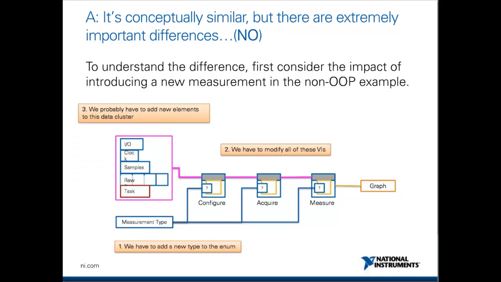So, to better understand these differences, let's take a look at what needs to be changed to the functional block diagram if we want to add the definition for a new measurement. Well, the first thing we would need to do is modify the enumerated constant to represent the new measurement type. And mind you, this may be a string, whatever, it doesn't matter. The point is that right off the bat, we are automatically going to be touching and changing a lot of code, namely all 3 of these sub-VIs.